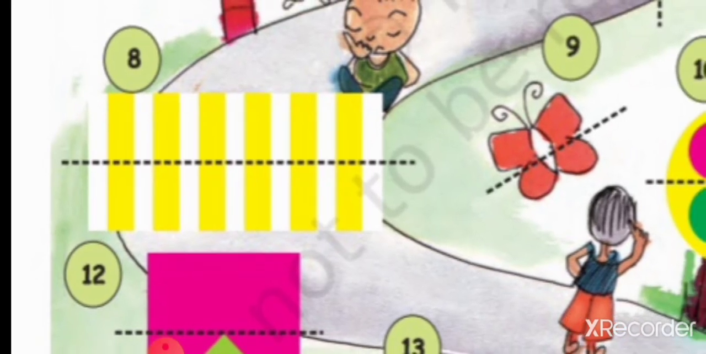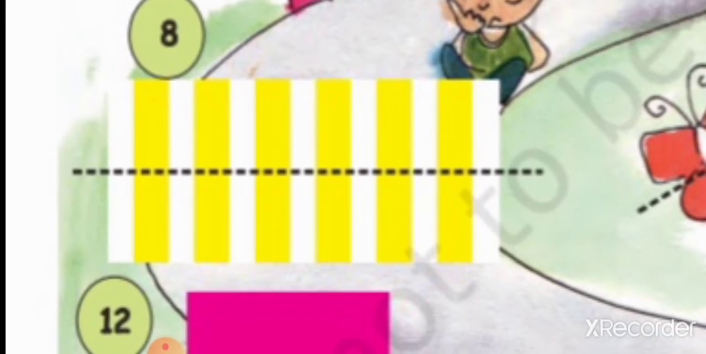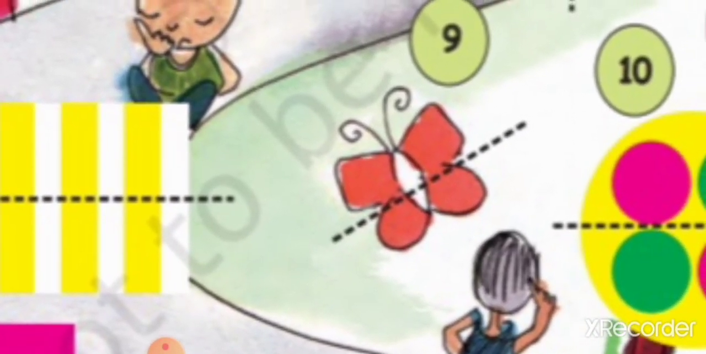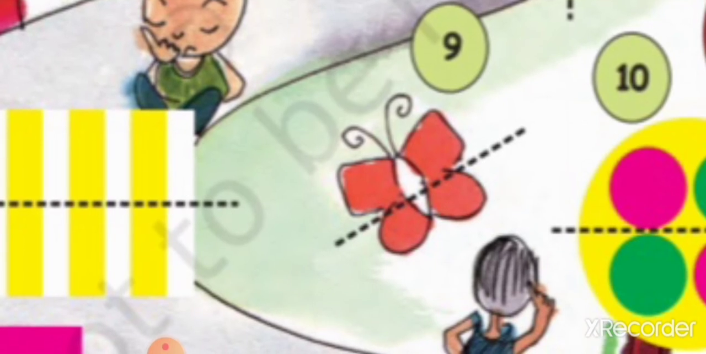Okay, students, let's see. This is a platform. The platform is symmetrically divided. The platform is the same on both sides of a line, usually in the middle. Next, see this picture. This is a butterfly. The butterfly is symmetrically divided. The butterfly is the same on both sides of a line, usually in the middle.